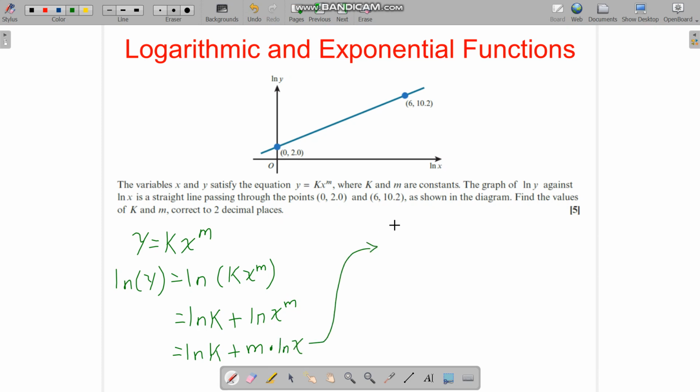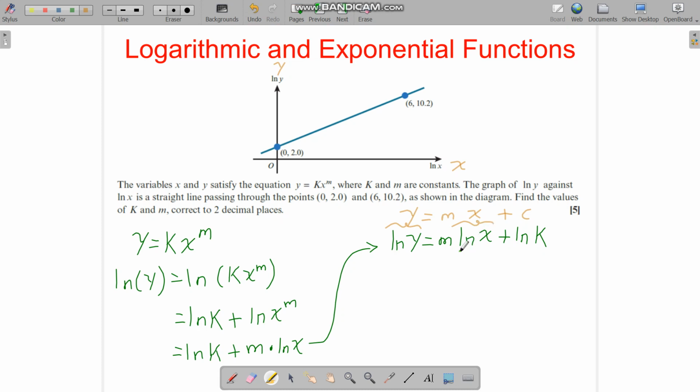So I'm just rewriting it here. This means we have ln y equals m times ln x plus ln K, which is just like y equals mx plus c. So usually when we have the y-axis and the x-axis, we have this straight line, but this time the y-axis is the ln y-axis and the x-axis is the ln x-axis. So it's the same thing, it's also linear.